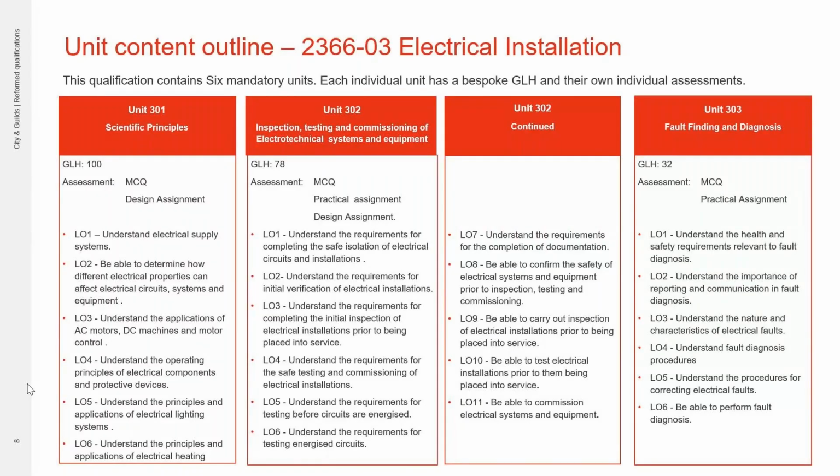Unit 302 is inspection, testing and commissioning of electrotechnical systems and equipment with guided learning hours of 78. Again, multiple choice question for this unit, a practical assignment and a design assignment covering the other units holistically. Unit 303 is fault finding and diagnosis. Again, guided learning hours 32, multiple choice questioning and practical assignment. As you can see there, the learning outcomes. I'm not going to run through all the learning outcomes. You'll have these slides to run through and access to the handbooks after this presentation.